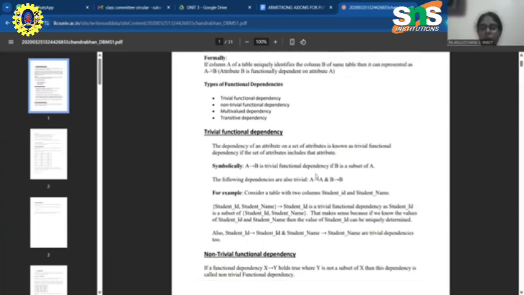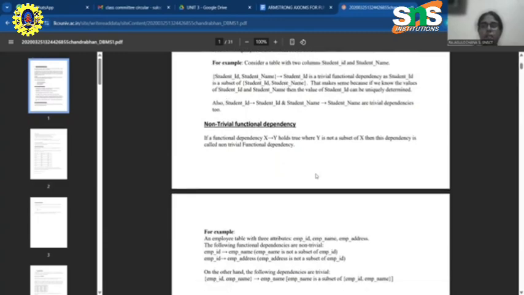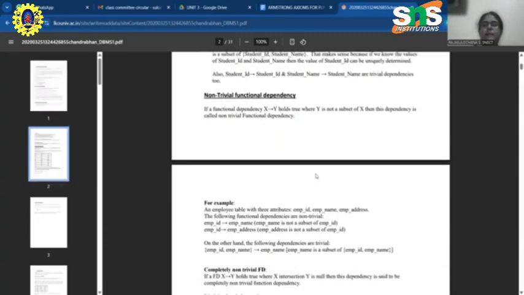Next, we will see about non-trivial functional dependency. So it is quite opposite to trivial functional dependency where the functional dependency X determines Y holds true where Y is not a subset of X, then such dependency is called non-trivial functional dependency.